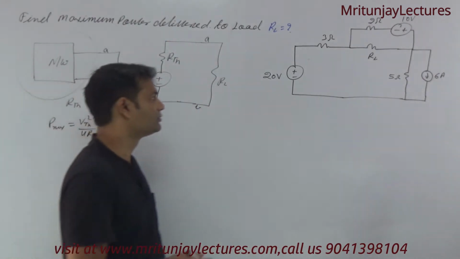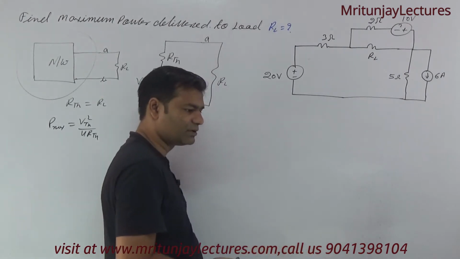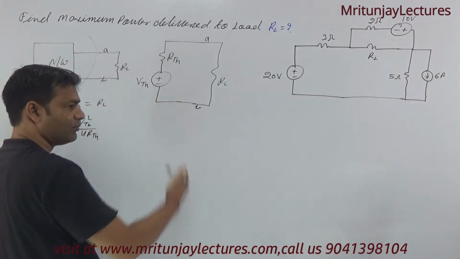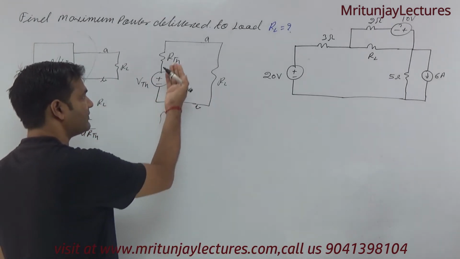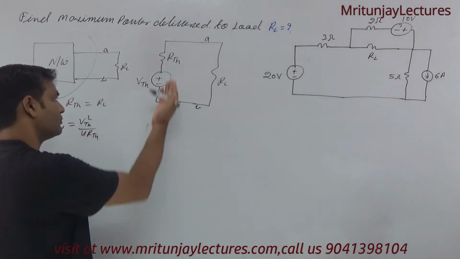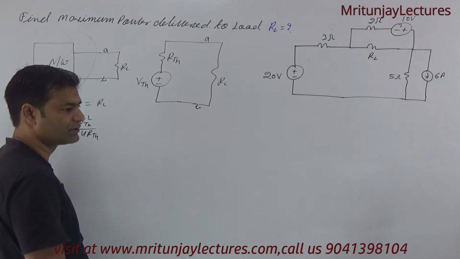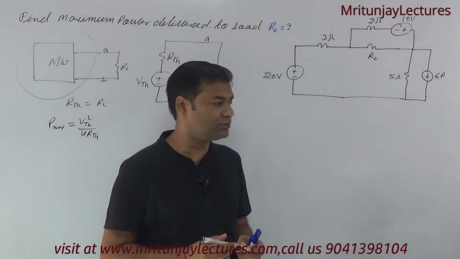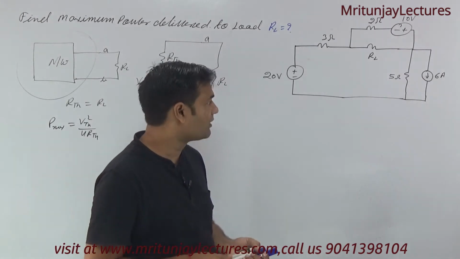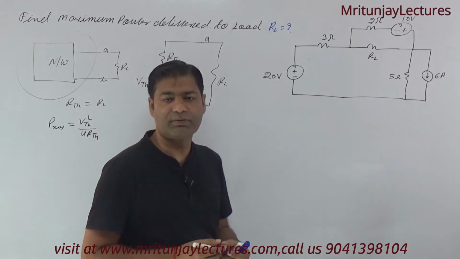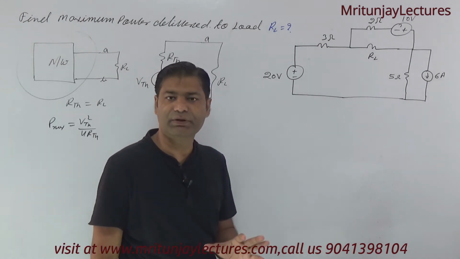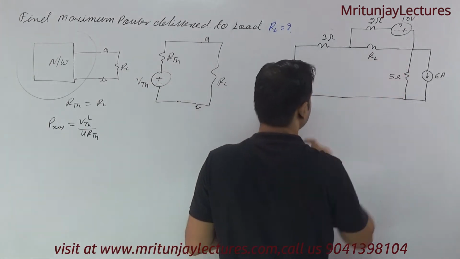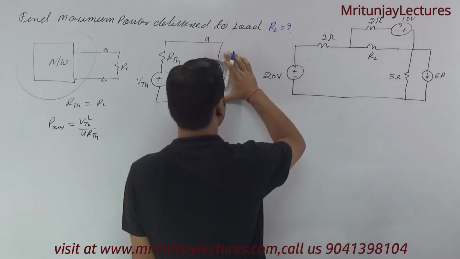So there are two methods. The first one is with the help of source transformation, or the second one is to determine VTH one by one. First determine VTH, after that determine RTH, then put in this value, and after that we get RL and P max also. But here I am interested in source transformation. How can we do it? First of all, this one and this one are removed because we determine V of AB.